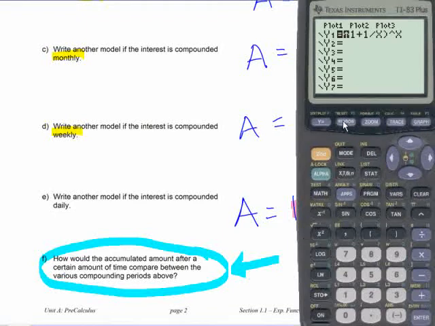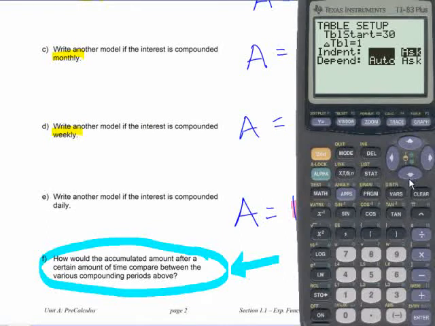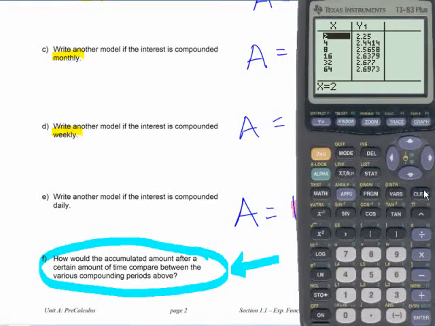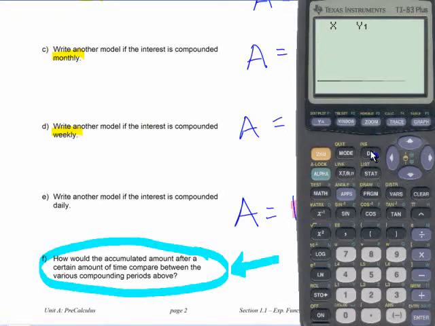We want to look at a table here. I'm going to set up the table with ask, so I can put my own numbers in. I know I probably did this for you last time. Okay, so if you recall, if you compound once per year, annually, and you're getting 100% interest, and you do it for 1 year, you get $2. You start with $1, you get $2.